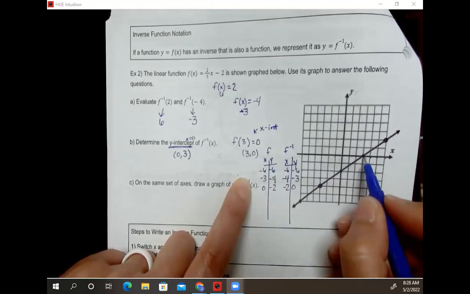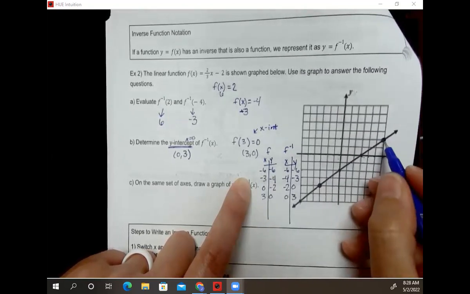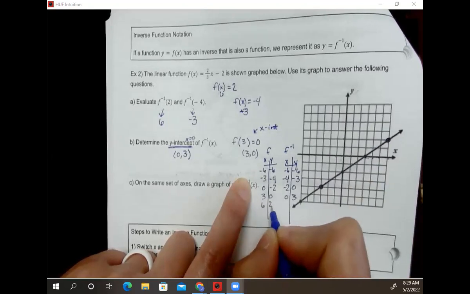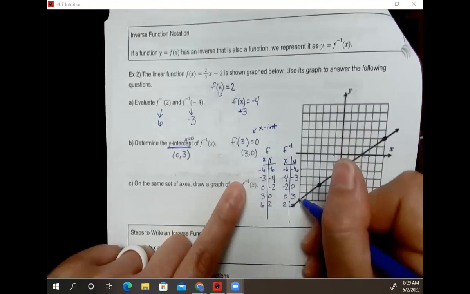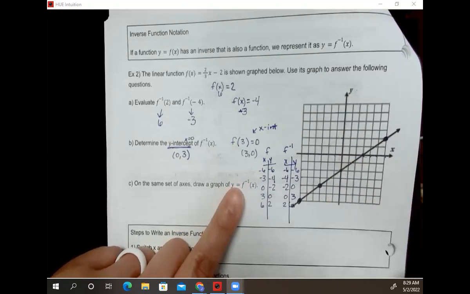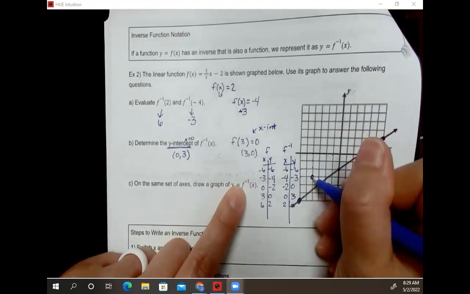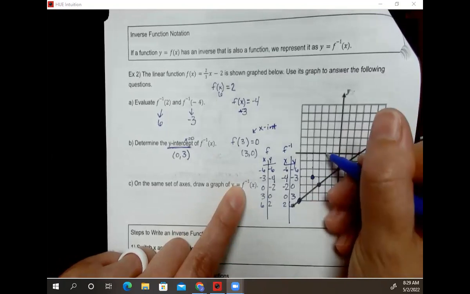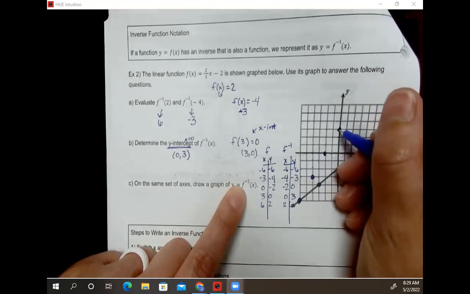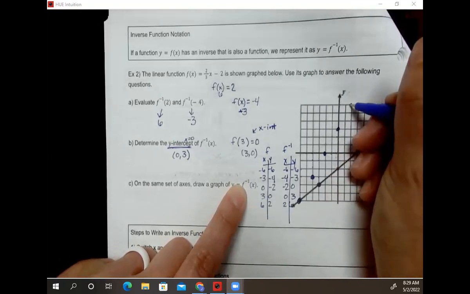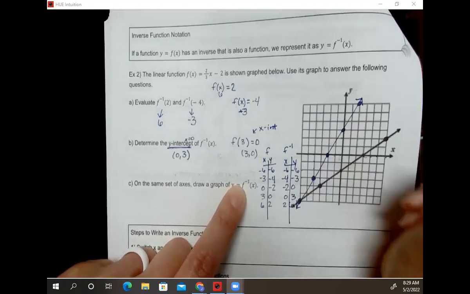This is the point 3, comma 0. So that would be the point 0, comma 3 on my inverse. And then finally, this would be the point 6, comma 2 on my original. So I'd have the point 2, comma 6 on my inverse. And let's go ahead and plot those. So -6, -6, that point's actually on both the original function and the inverse. And then 1, 2, 3, 4, 1, 2, 3. And then -2, comma 0. And then 0, comma 1, 2, 3. And then 2, comma 6. Here's the graph of my inverse function.